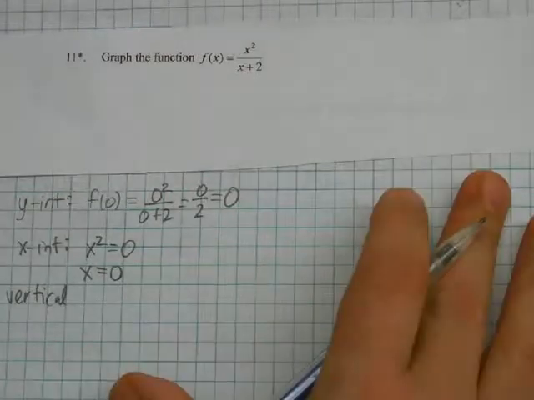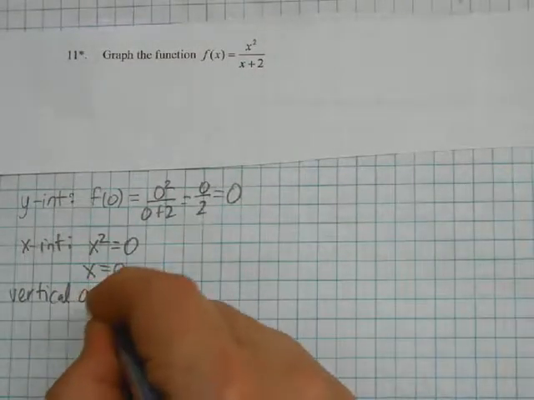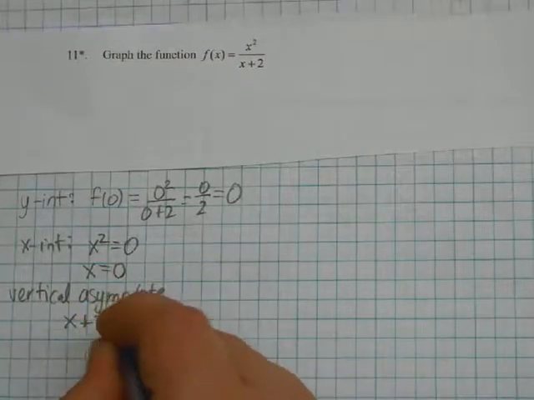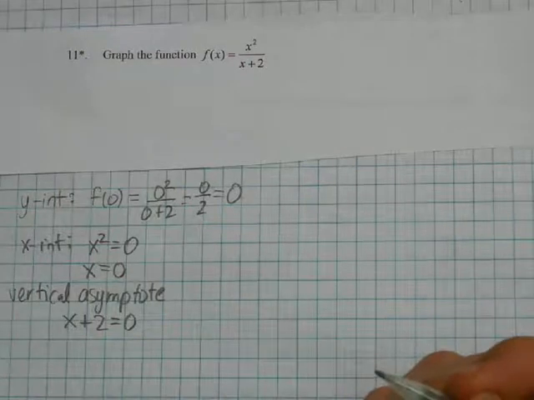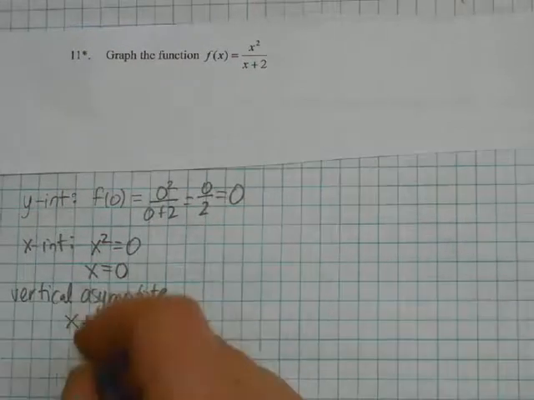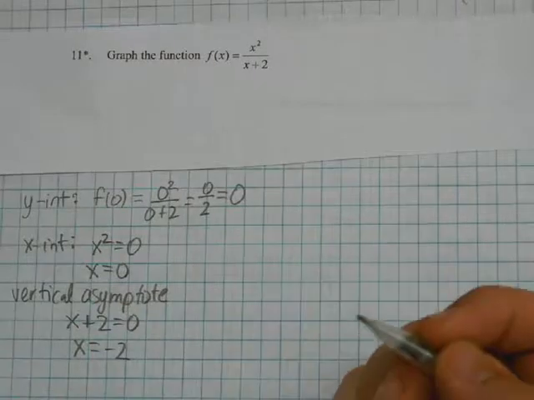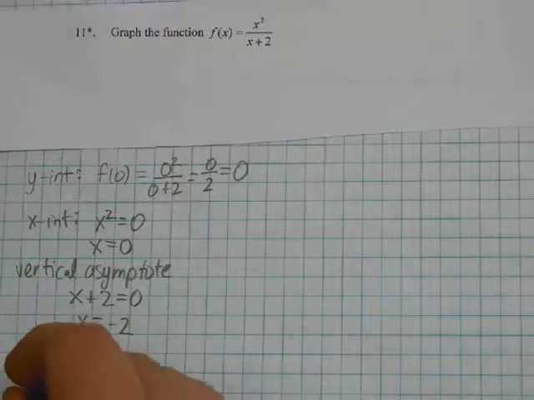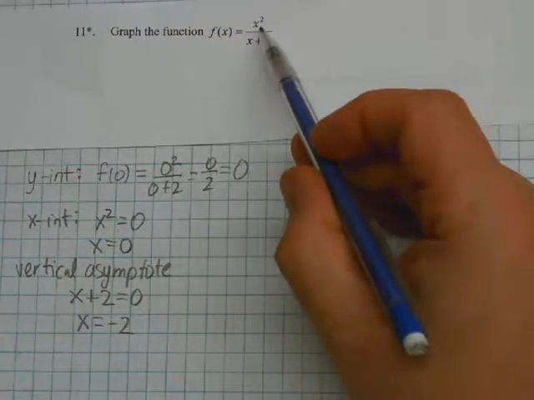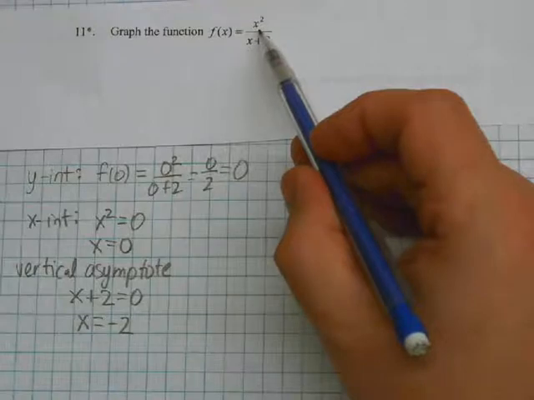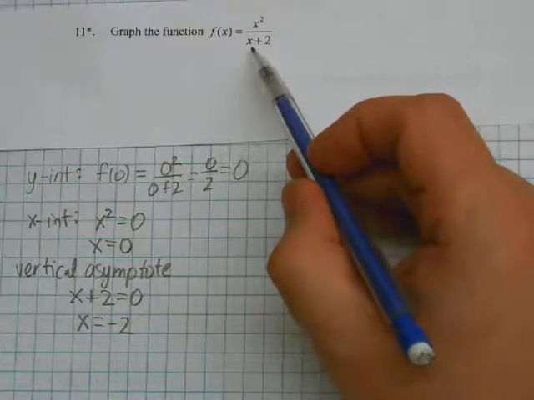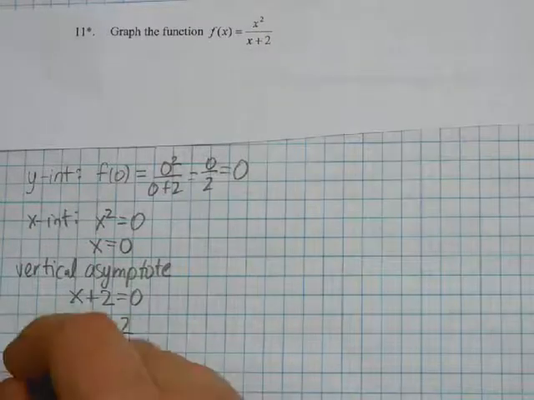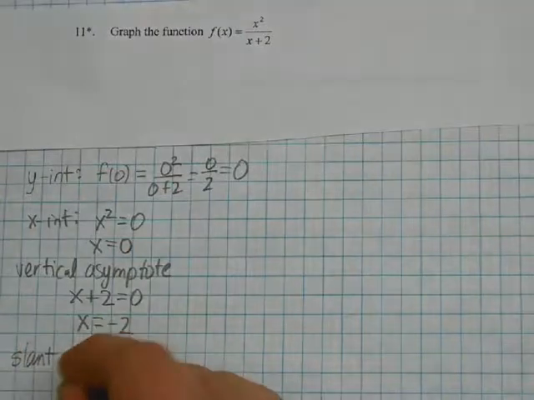Vertical asymptotes occur when the denominator is equal to 0. So we set the denominator equal to 0 and solve for x. This function has no horizontal asymptote. The degree of the top is bigger than the degree of the bottom. But since the degree of the top is exactly 1 more than the degree of the bottom, that means there is a slant asymptote.